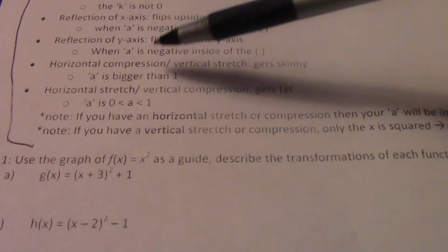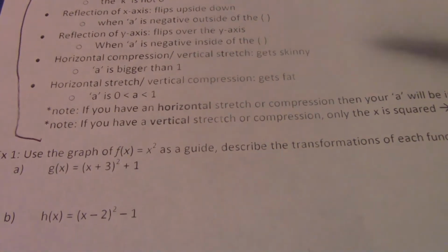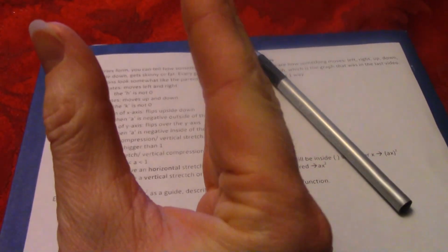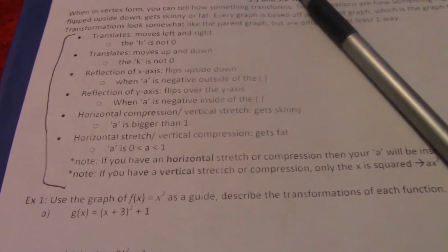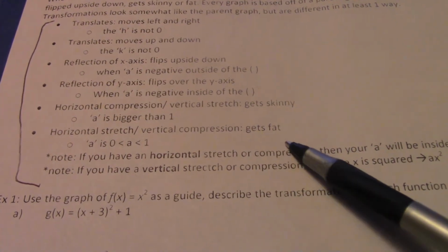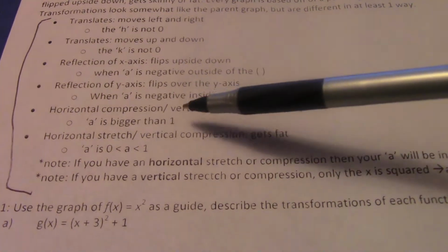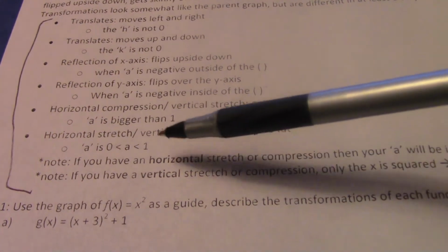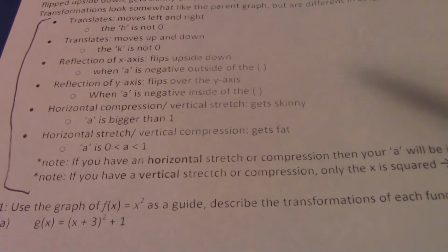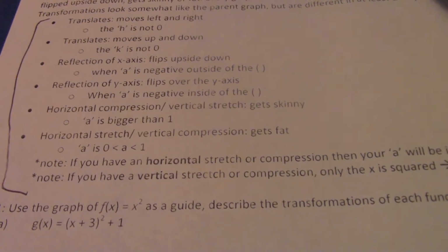We have a horizontal compression, which is the same as a vertical stretch. It gets skinny. Instead of taking it like this, it's going to squeeze in and get skinny. Now if you have a horizontal stretch or vertical compression, it's going to get fat. So it's going to get skinny when a is bigger than 1, but fat when a is between 0 and 1. Remember, we don't have negative a's because negative a means that we're going to flip it upside down.